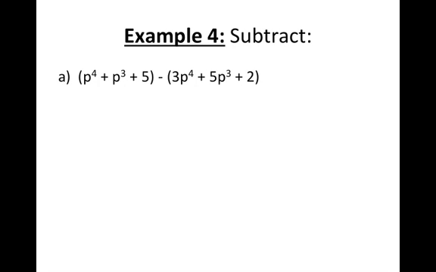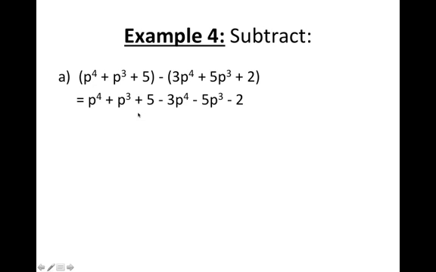Remember, if you are subtracting one polynomial from the other, the first polynomial is still easy, you just drop the parentheses, but for the second polynomial, you have to remember that you're subtracting everything. So if you're going to drop the parentheses, you have to distribute that minus across every term there. So we'll have the minus here with the 3p to the fourth, and then minus 5p cubed, and then minus 2.